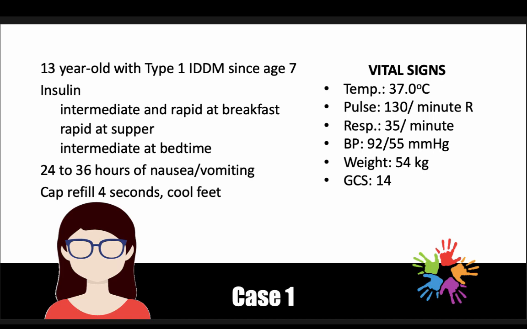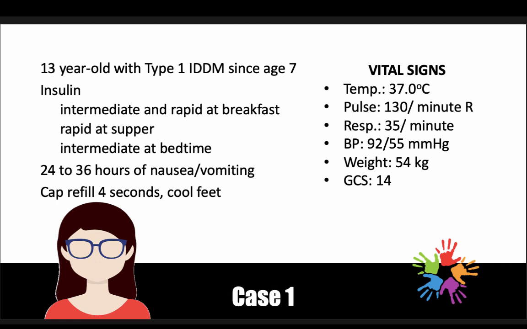So the first case is a 13-year-old girl who has had type 1 diabetes for the last 5 years, and she has an insulin regimen and a meal regimen that she's not always compliant with. And so over the last day and a half, she has complained of nausea and vomiting, which are very common signs of DKA. And when she comes, her temperature is 37. This young girl is tachycardic with a heart rate of 130. She's tachypneic with a respiratory rate of 35. Her blood pressure is stable at 92/55, but she does have delayed cap refill and cold feet. She's had an accurate weight measured in your emerge department, and her Glasgow Coma Scale is 14.